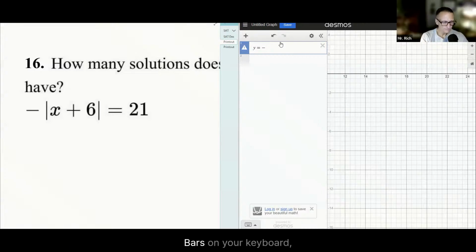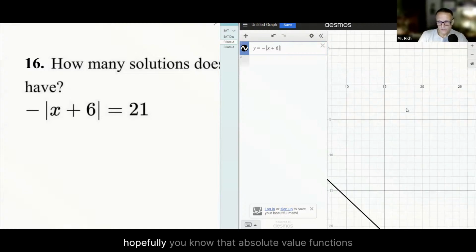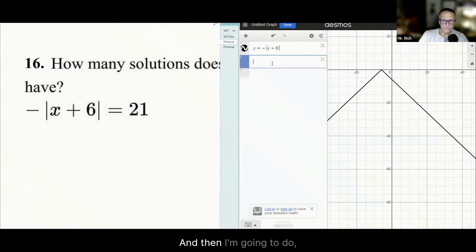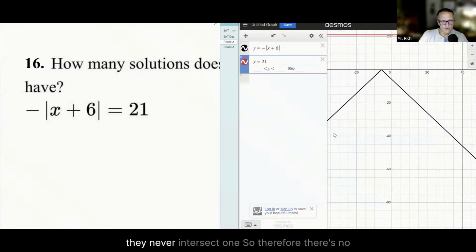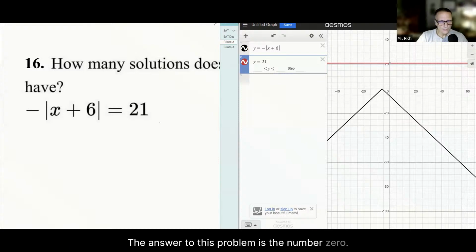Absolute value bars on a standard computer keyboard are shift and the key right above your enter key, a vertical line. So I'm going to do that, x plus 6, and then put the other vertical line. Hopefully you know that absolute value functions have that characteristic V shape. And then I'm going to do y equals 21. Again, these two sides never intersect, so there are no solutions. The answer to this problem is the number 0.